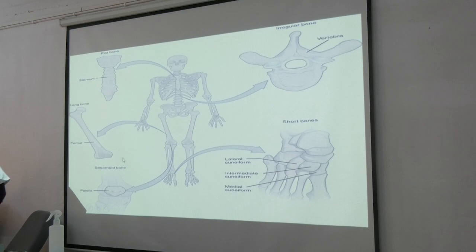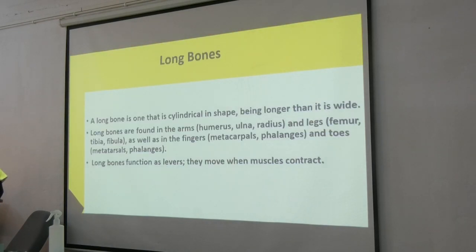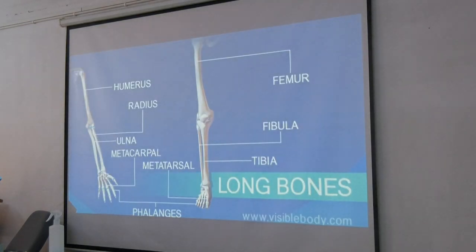Like sesamoid bone is patella. Then long bone is femur. And then flat bone, another example is sternum. Sternum is also a flat bone. See all the flat bones present on the skull. These are also known as sutural bones because they make so many sutures in between. So long bone examples are humerus, radius, ulna, femur, tibia and fibula. So these are the long bones.